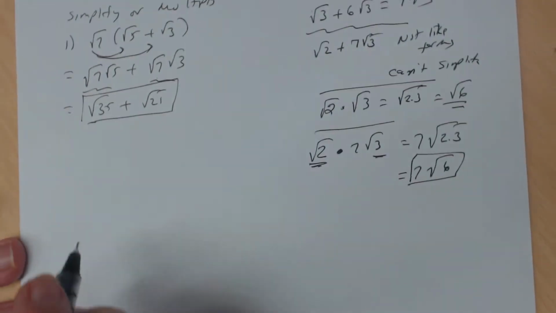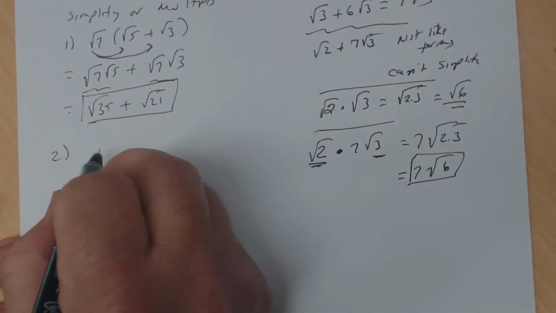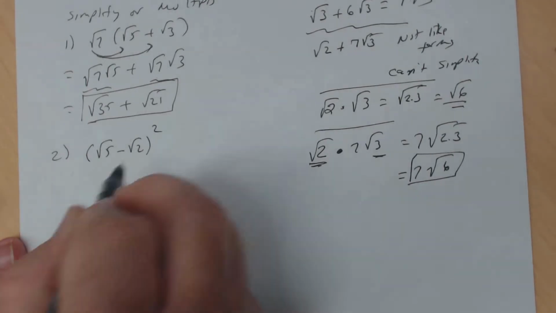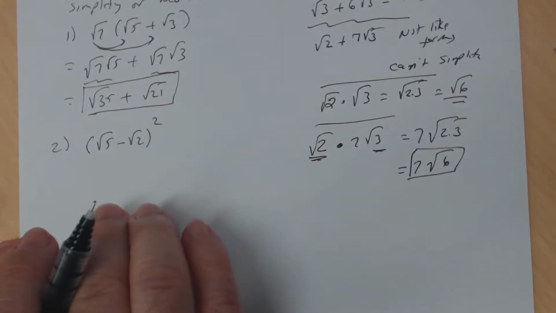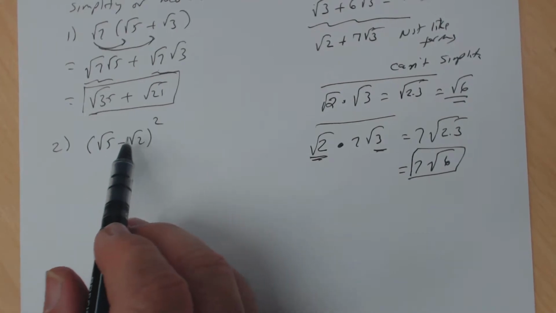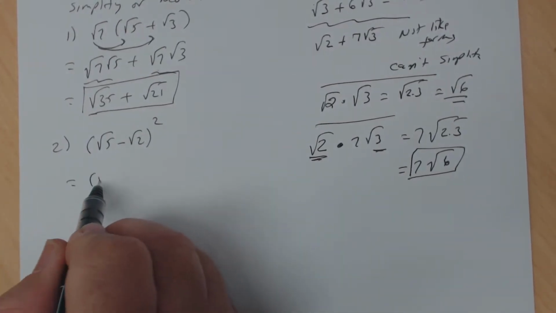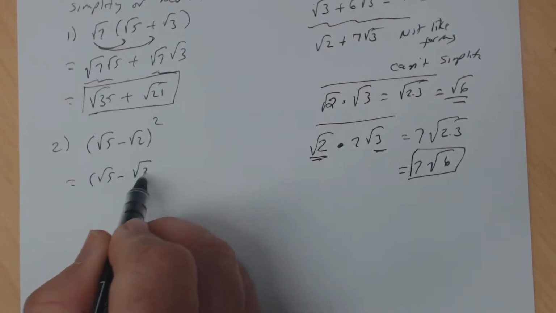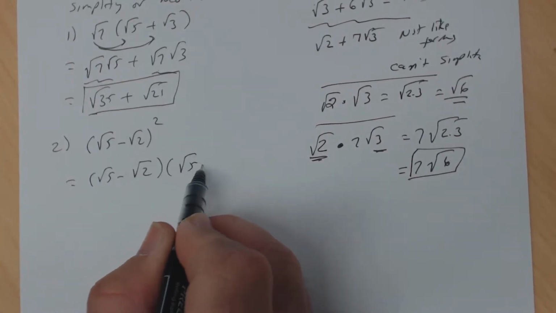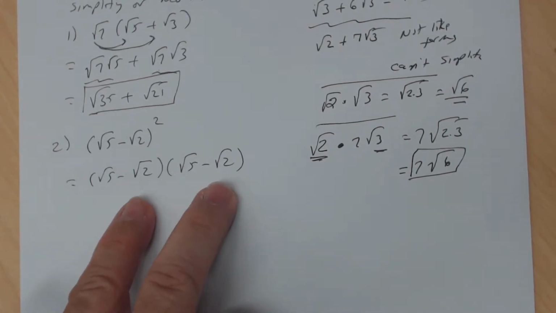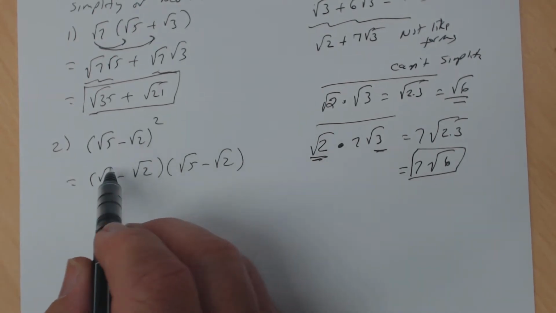Number 2, you have the square root of 5 minus the square root of 2 squared. Now remember, this time you have a binomial that's being squared. So remember what that means. That means the square root of 5 minus the square root of 2 times itself. Now, since I have the product of two binomials, I'm going to go ahead and use the FOIL method to make things a little bit easier for ourselves.